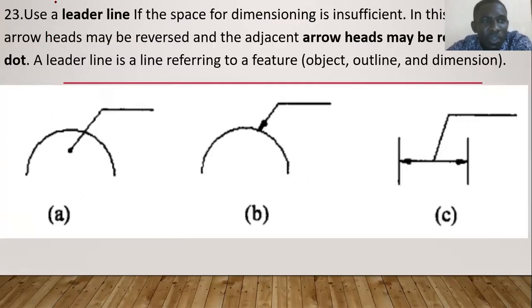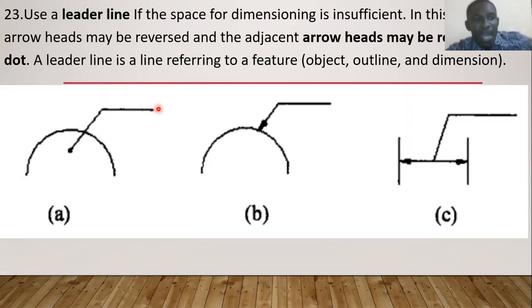Then next, use something called a leader line, if the space for dimensioning is insufficient. Here you can see this is what we call the leader line. It is used where the area is very close to the borderline, or there's another drawing there, and you do not want your lettering to mar the other drawing. So you draw something called a leader line. In this case, the arrowheads may be reversed and the adjacent arrowheads may be replaced by a dot. Actually, there should be a straight arrow pointing to this, but we extend the leader line and bend it at an angle.